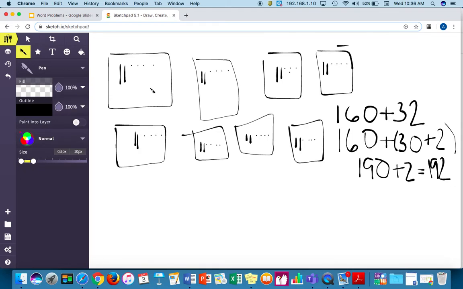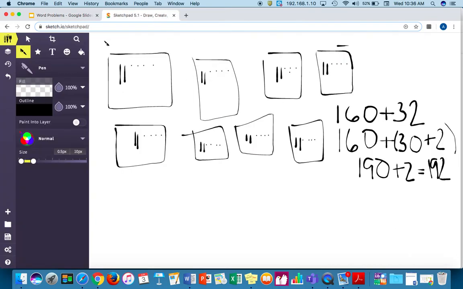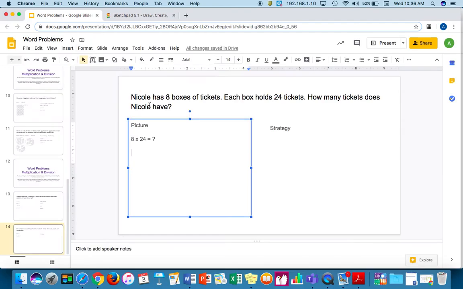What we did is we made 8 groups of 24. The number sentence that would match that would be 8 times 24 equals question mark. Remember, we're using the numbers that are in these problems. After we did our math out, we got our answer of 192. 8 times 24 equals 192.